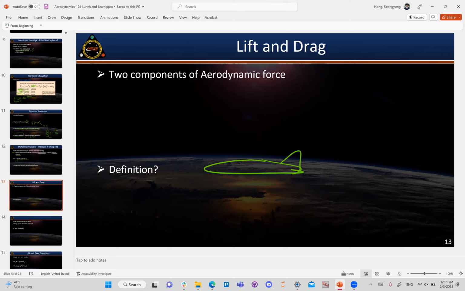So if you have a plane right here or a fighter jet, your thrust is going to push it this way. Your drag is going to push you backwards. Lift is going to pull you up. Weight pulls you down. It's mostly right.